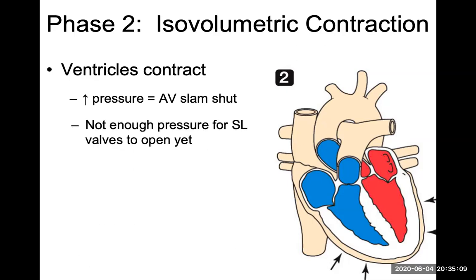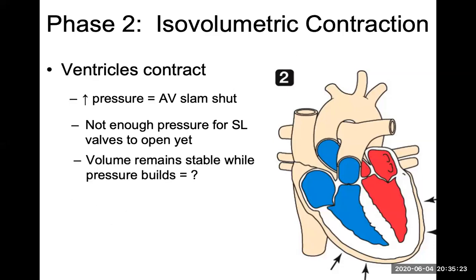There's not enough pressure built up for your semilunar valves to open yet. So at this point, all the valves are closed, so we don't get any more blood flowing into the ventricles. So that's why we call it isovolumetric contraction. The volume remains stable while the pressure builds in the ventricles. And we call the amount of blood in the ventricles at this point end diastolic volume.